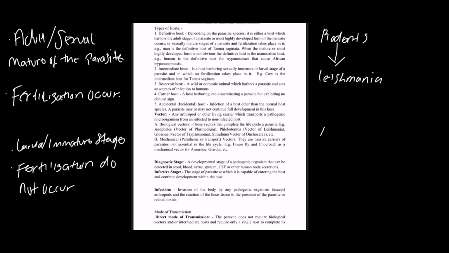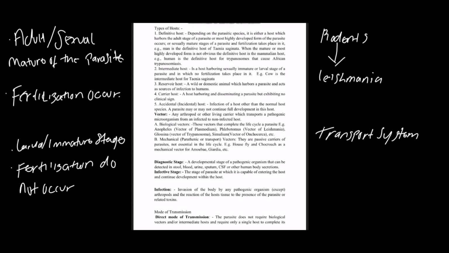That is, a vector acts as a transporter. That is a transport system, which carries a parasite from an infected host to a healthy host. And we have two types of vector. A vector is a living organism that carries a parasite from an infected host to a healthy host. We have two types of vector, which are the biological vector and the mechanical vector.